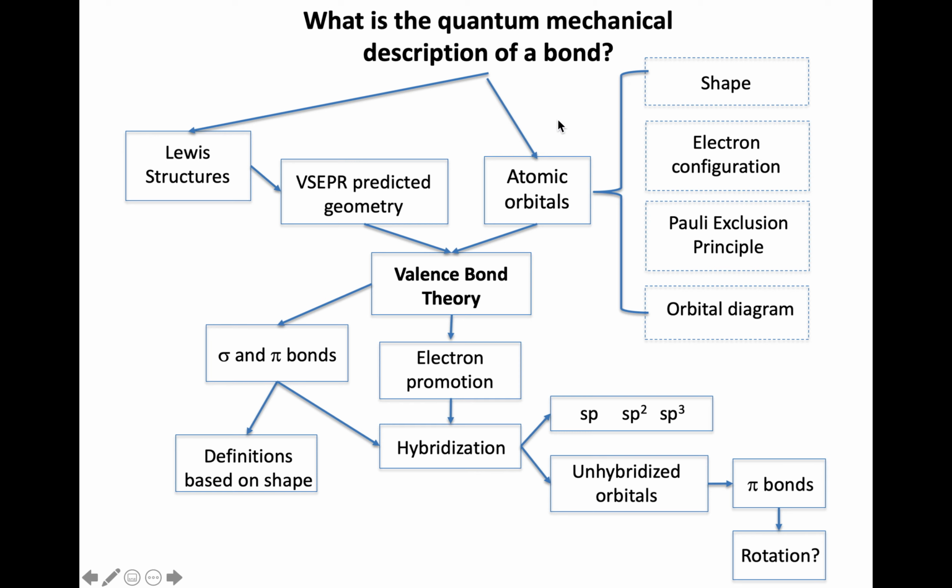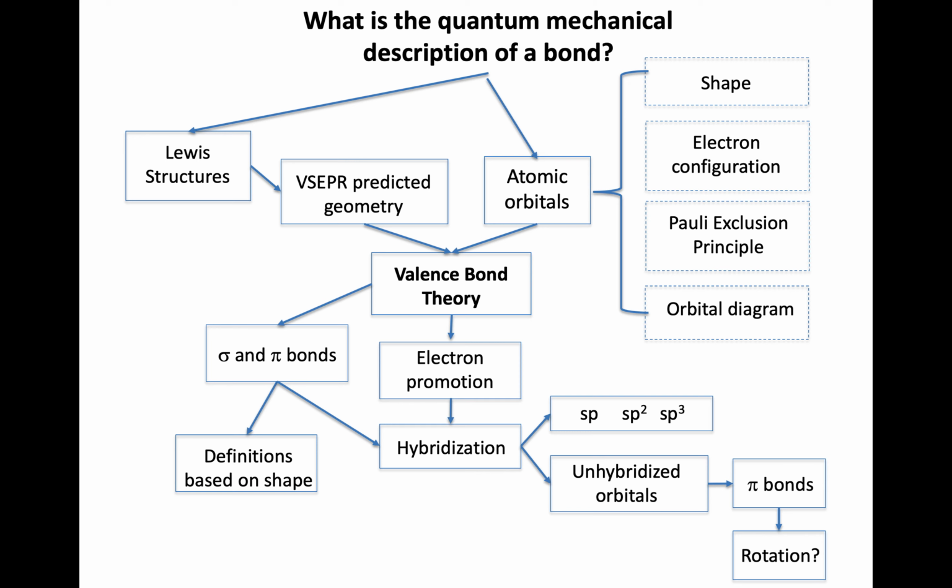When we're thinking about bonds, we also have some understanding. We've spent a lot of time describing atomic orbitals. We looked at aspects of their shape, the electron configuration, using the Pauli exclusion principle to inform that, and the resulting orbital diagrams. Now what we're going to do is bring together these ideas, bring together aspects of the geometry, and use atomic orbitals in an approach called valence bond theory.